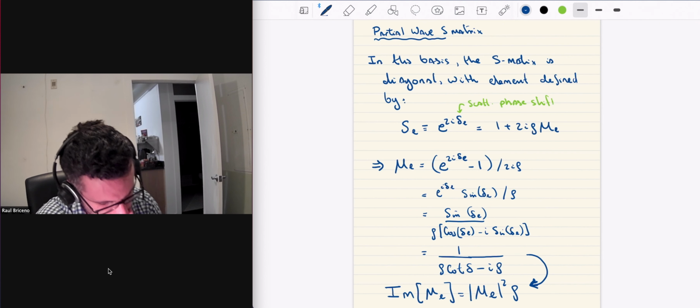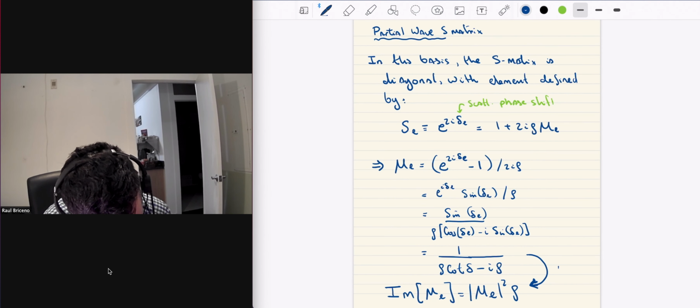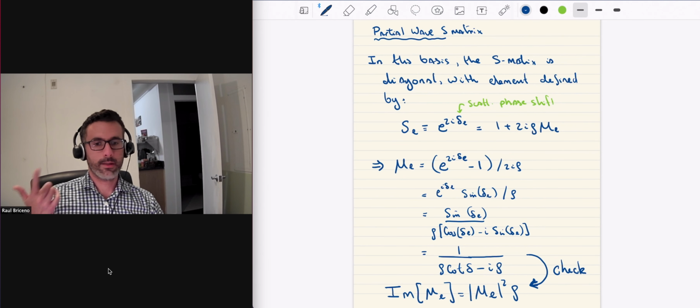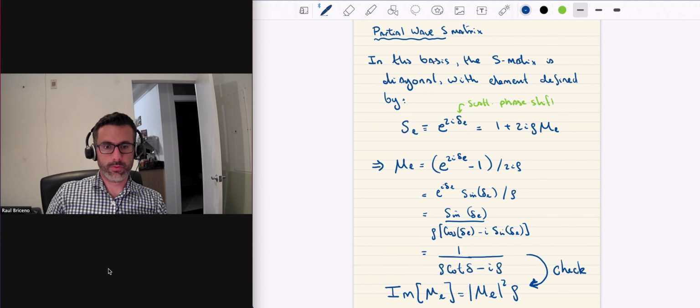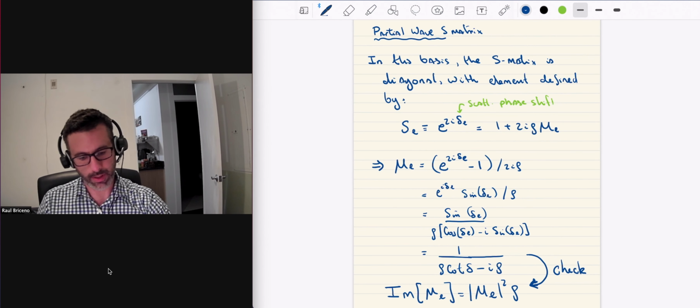All right. That seems like a great point to stop. So this is my mini review on unitarity. Next, we're going to think about how to derive these conditions, but now using a diagrammatic representation of the scattering amplitude.